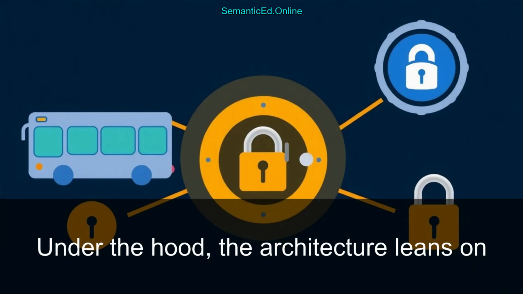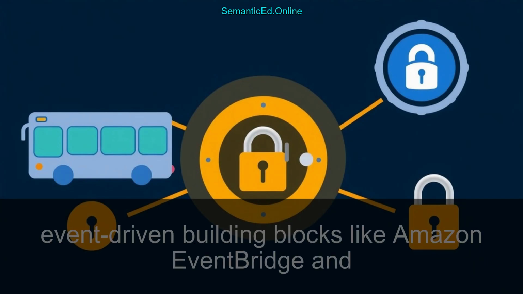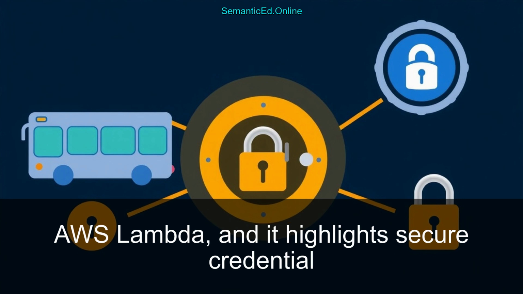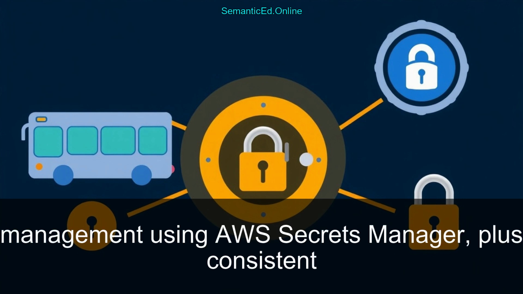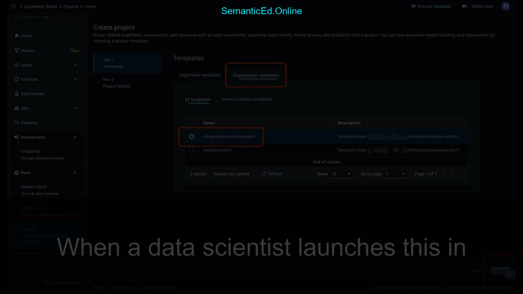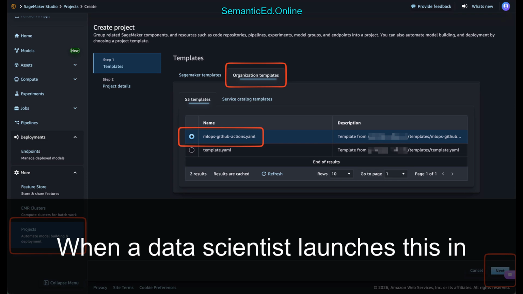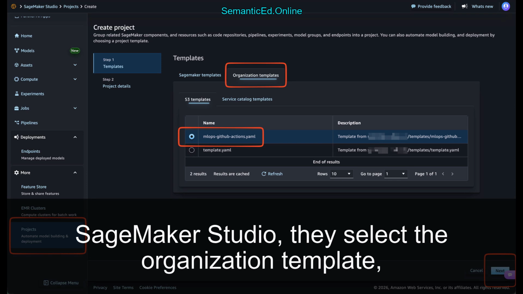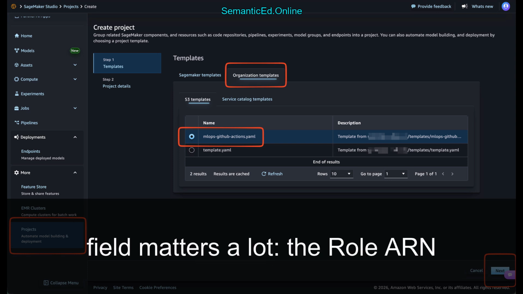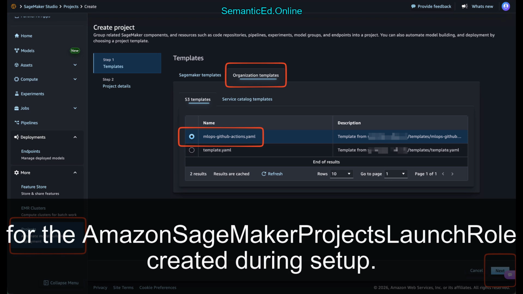Under the hood, the architecture leans on event-driven building blocks like Amazon EventBridge and AWS Lambda, and it highlights secure credential management using AWS Secrets Manager, plus consistent tagging and naming standards. When a data scientist launches this in SageMaker Studio, they select the organization template, then they must enter project-specific details. One field matters a lot: the role ARN for the Amazon SageMaker Project's launch role created during setup.